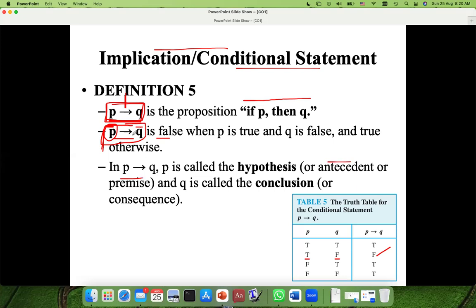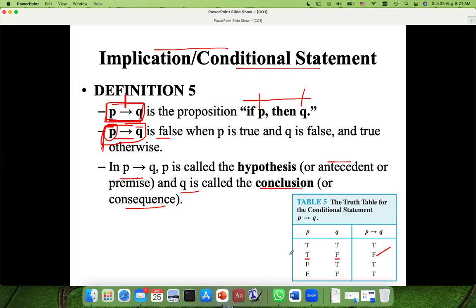And then this Q, the second one: if this, then Q. So this Q is the result. Then Q is what? The conclusion. The other name for this conclusion is consequence. A conclusion that you get in a sequence is called consequence.